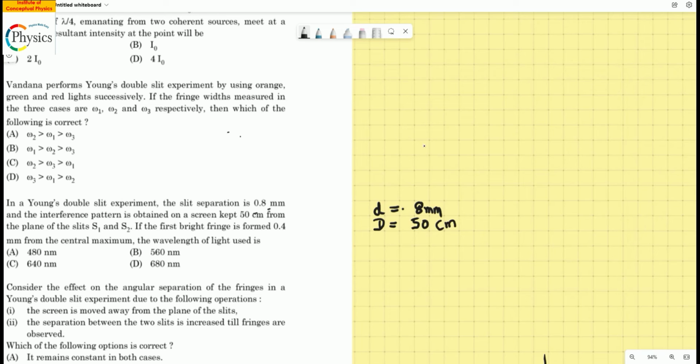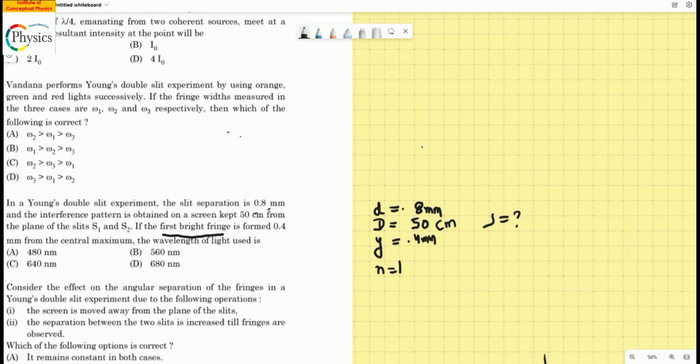Capital D is 50 centimeters, and the first bright fringe is formed at 0.4 mm from the center. So this is used as y equal to 0.4 mm. And what are you supposed to find out? You're supposed to find out the lambda. And you're also given that n is equal to 1. n is equal to 1 because it is the first bright fringe which is getting created. It is not the central but the first one, first order.